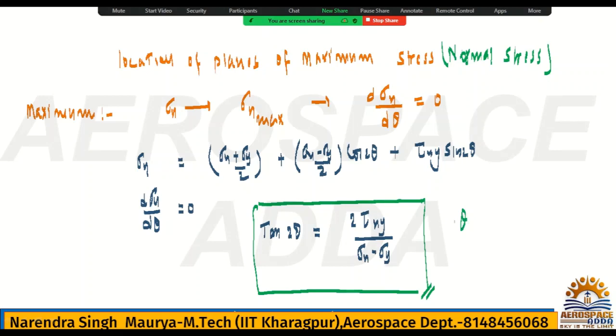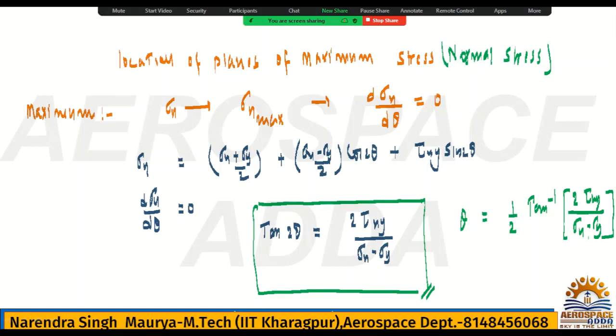So it is nothing but theta is equal to 1 by 2 tan inverse 2 tau xy. This is the orientation. So this is for 1 mark, you need to remember. Okay, so this is the location.